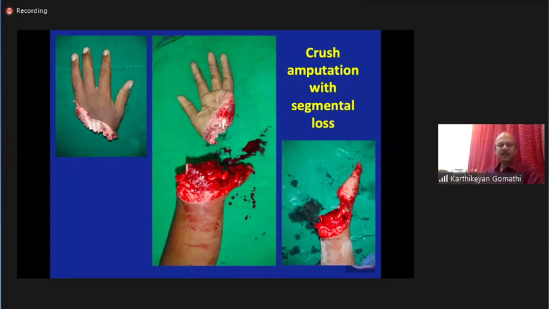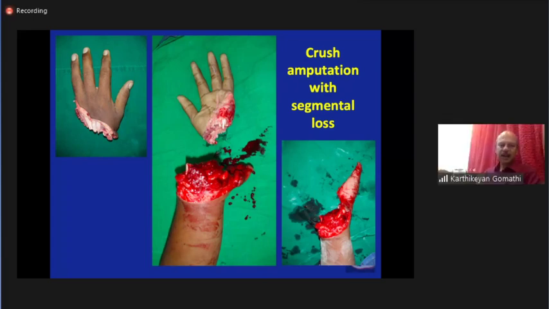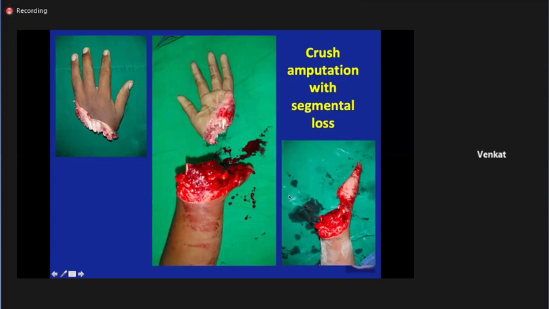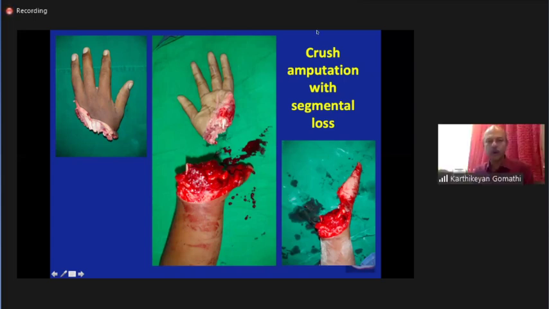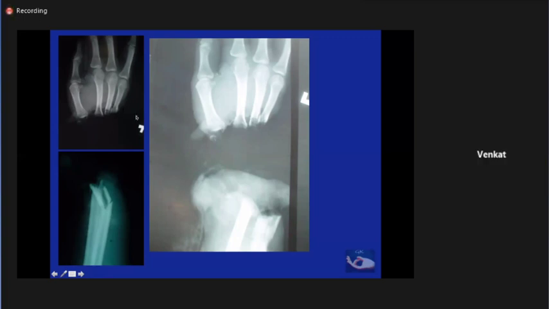Now, this patient, an 18-year-old young man, presented with an amputation like this of the left hand. If you note here, this is the distal hand, this is the forearm. So now we need to take an X-ray to find out what the condition is. If you look at the X-ray, you'll find that the distal portion of the radius and ulna are not there, and the carpal bones are not there. The base of the metacarpals are not there. So that means there is a segmental loss.